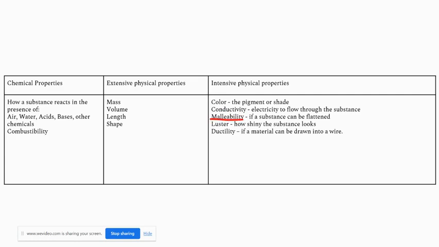So can we flatten it out into a thin sheet, or is it just going to be brittle and break apart? So for example, have you ever seen where they're talking about a blacksmith and they heat up the iron and then they can take a hammer and flatten it out into a horseshoe or different shapes? That is a property of malleability. That's how they make your aluminum foil, for example. They get it into thin sheets.